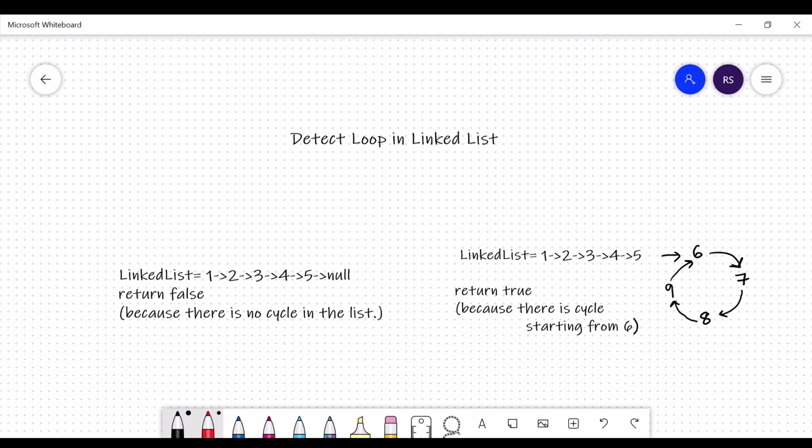Today we'll learn how to detect a loop in the linked list. For example, if we have 1, 2, 3, 4, 5, and 5 is pointing to null, we need to return false as there is no cycle. Whereas if we have 1, 2, 3, 4, 5, 5 is pointing to 6, 6 is pointing to 7, 8, 9, and again 9 is pointing back to 6, we need to return true as we can clearly see there is a cycle starting from 6.